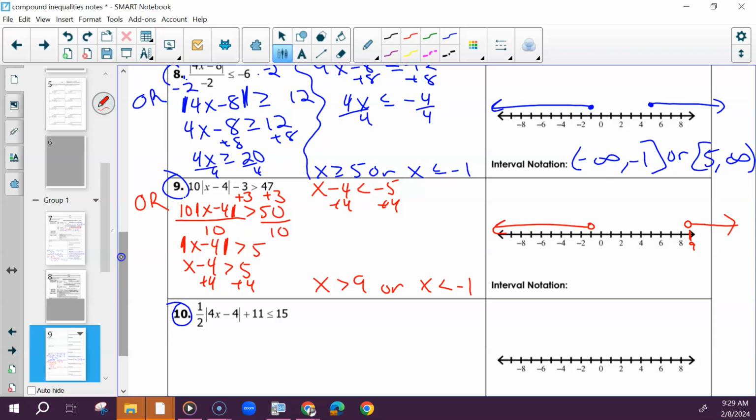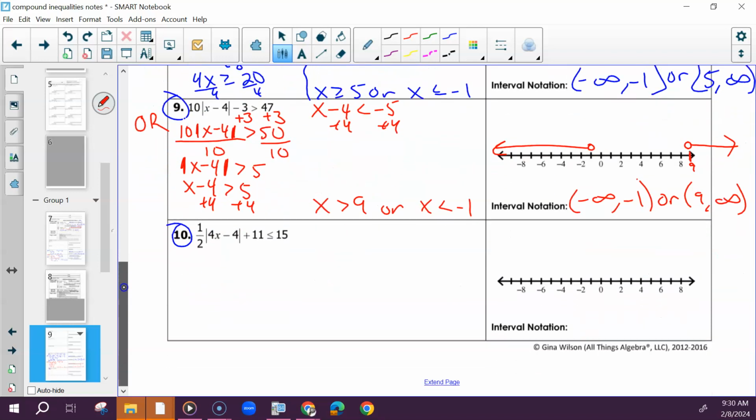Just make another mark or none. Those should both be open, so negative infinity to negative 1 parenthesis or 9 to infinity. Everything in parentheses. Questions on that one? What would be our first step in number 10?